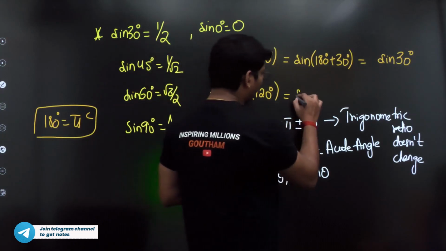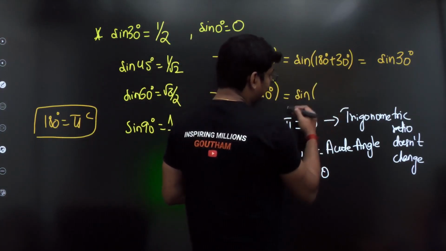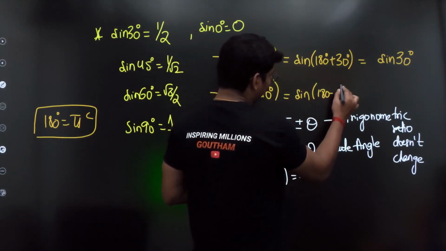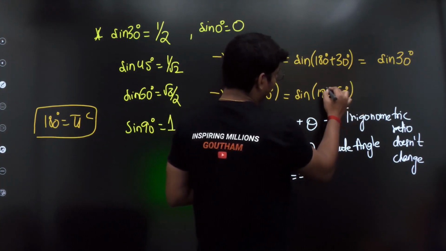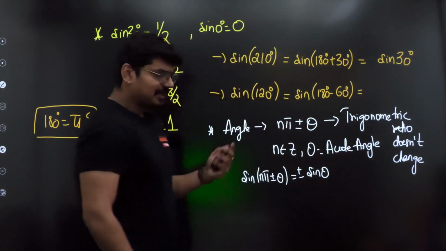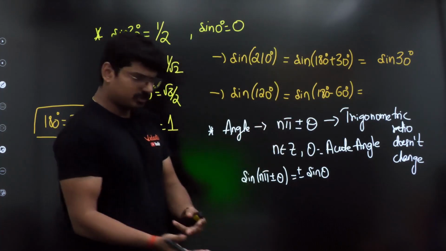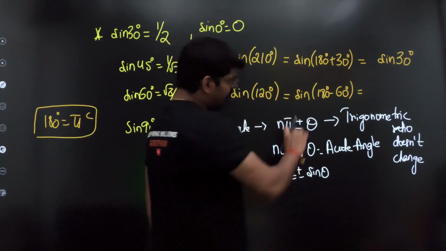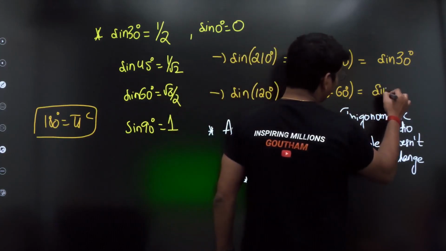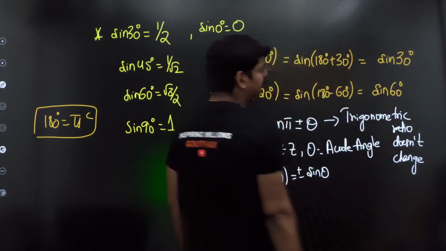Similarly, sine 120 is there. Now this can also be written as 180 degrees minus 60 degrees. And again you can clearly see it is in this format. So there is no need to change the trigonometric ratio. This will remain the same and you are going to get sine 60 degrees.